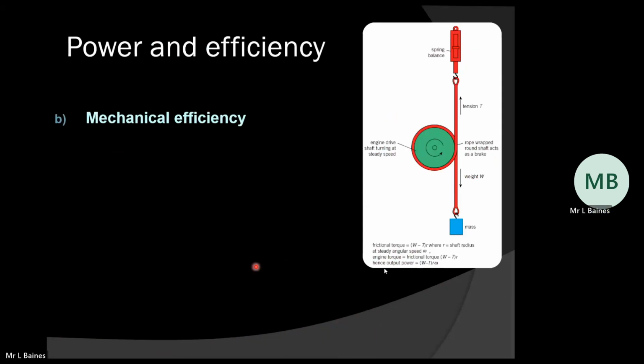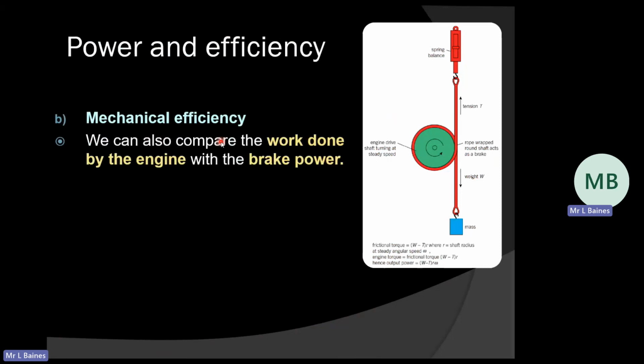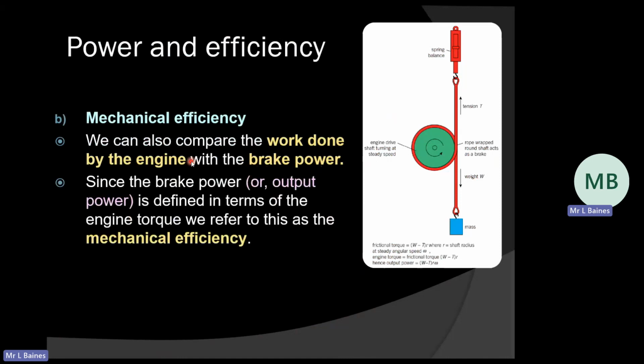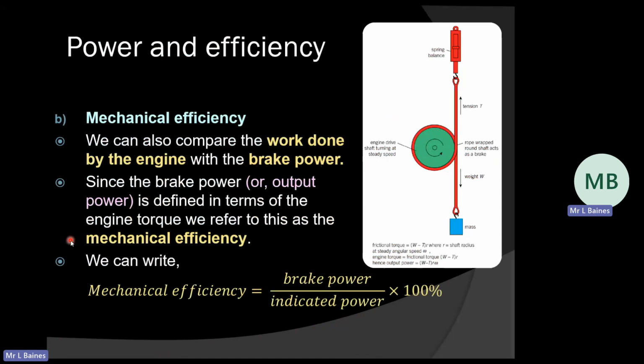Next one, mechanical efficiency. What we're looking at here is how much of the work done by the engine turns into energy that I can actually use to get my car to move along the road or get my objects powered. What's the output energy, my brake power, compared to the work done by my engine? How efficient is my engine? Because this is mechanical, this is turning it into mechanical energy, energy that can do work.